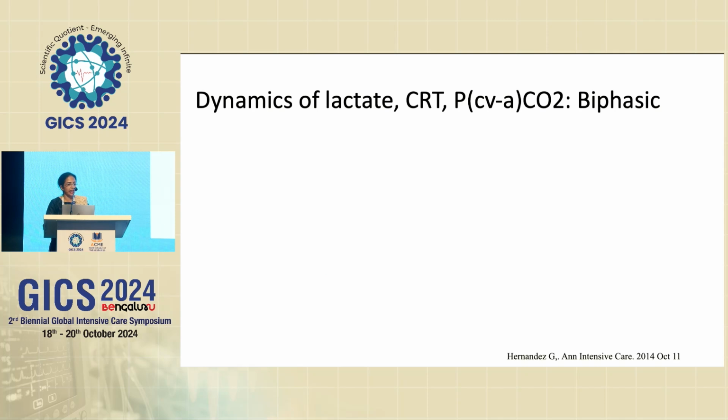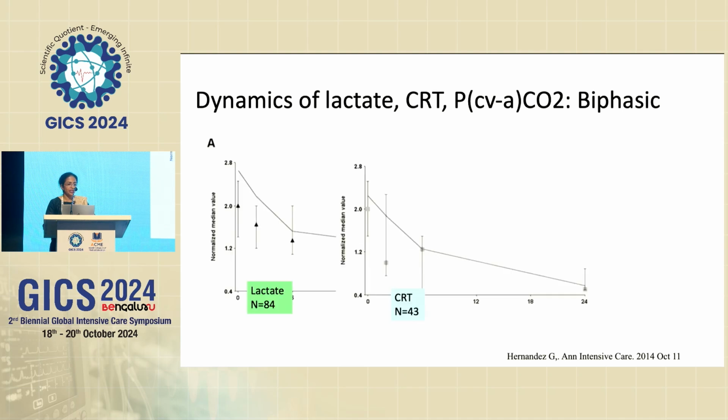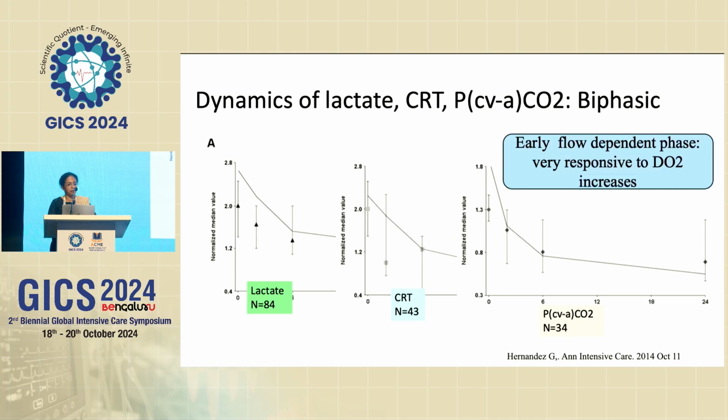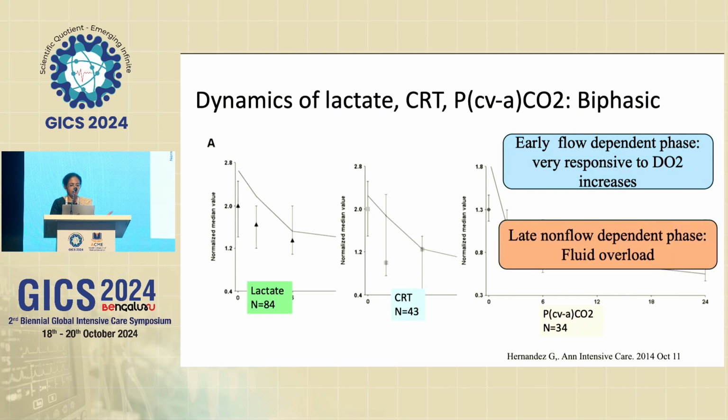So what happens to the lactate levels, the capillary refill time, and the central venous to arterial CO2 levels? We see that there is a biphasic kind of kinetics when we start giving fluids. Initially, there is a rapid fall in the lactate, CRT, and CO2 levels, and this is faster with CRT. This is the early flow-dependent phase, which is responsible for the delivery of oxygen and the improvement in circulation. And this is followed by a late phase, in which we would be in danger of overloading if we continue to resuscitate.